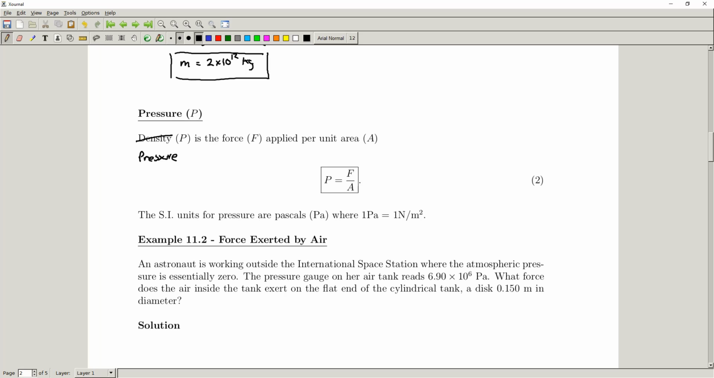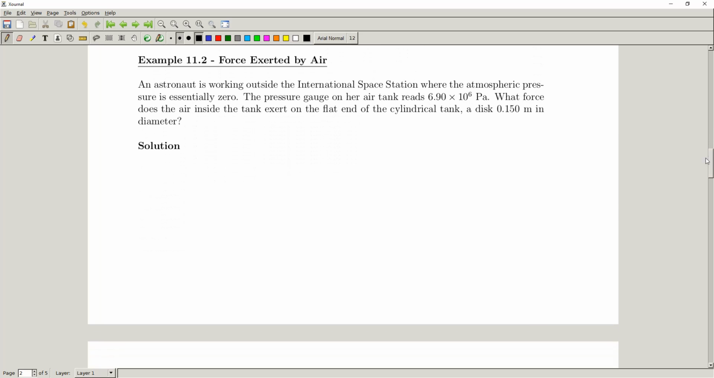And so maybe the best way to get a handle on this is to again look at an example. So let's do that. This is again an example directly from the text. We're looking at example 11.2 here. And what are we trying to answer? We have an astronaut working outside of the International Space Station, where the atmospheric pressure is basically 0, right? So we have the astronaut out in space. They're wearing an air tank so that they can breathe, right? The pressure gauge on the air tank reads 6.9 times 10 to the 6 pascals. And so what force does the air inside the tank exert on the flat end of the cylindrical tank?